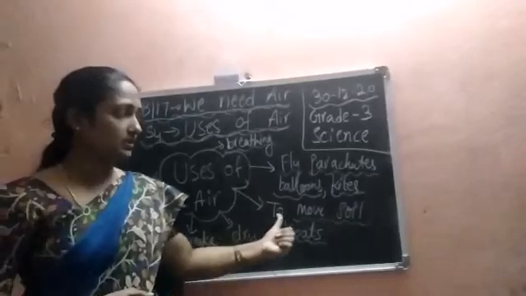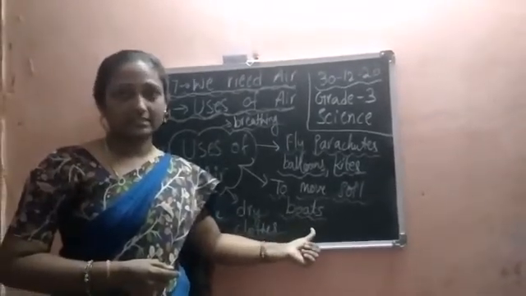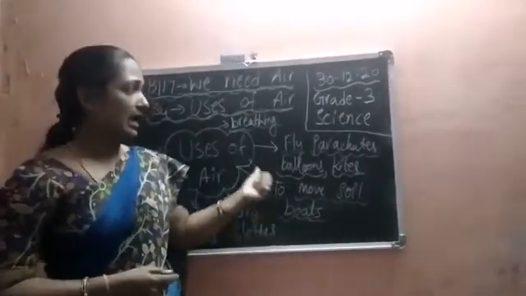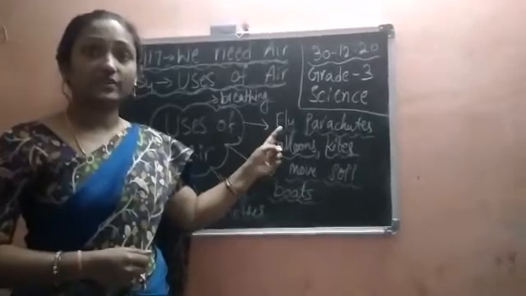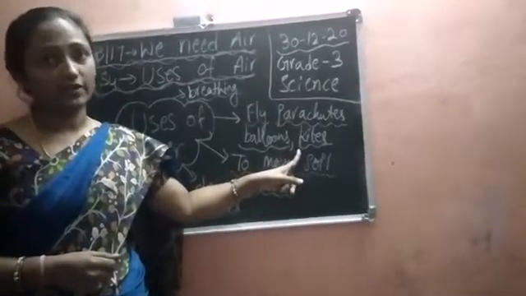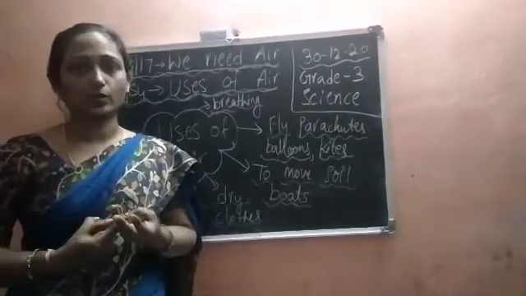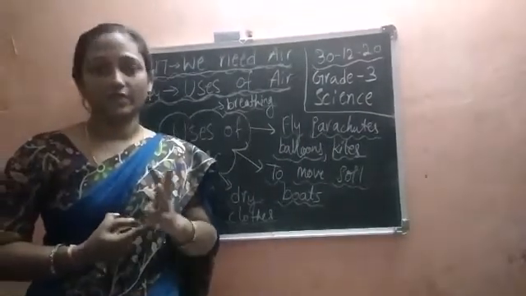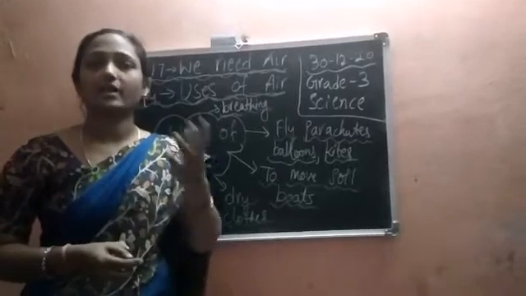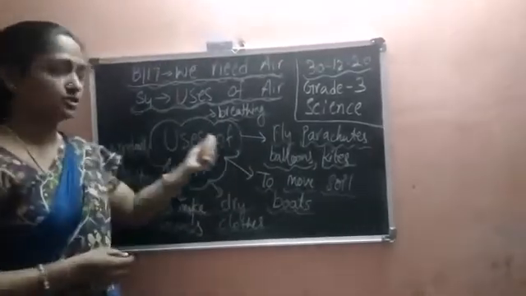And you can see that the sailing boats, even the boats in the ocean seas, sail with the help of wind, with the help of air. And one more use: we can fill the balloons and the tires, and with the help of air, we can fly the kites and we can fly the parachutes. So these are the different uses of air, children.